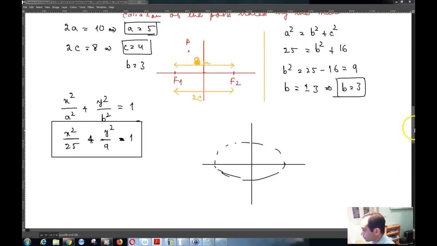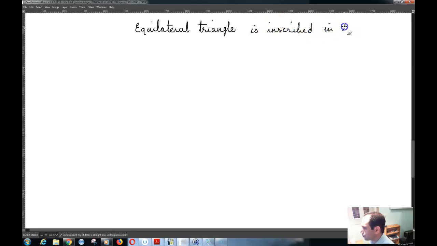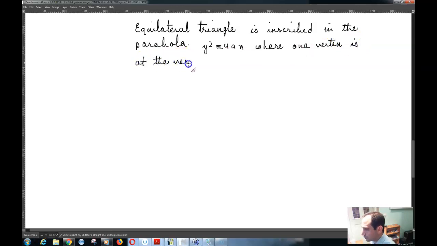Now there is one more question here, which is: an equilateral triangle is inscribed in the parabola y squared is equal to 4ax, where one vertex is at the vertex of the parabola.